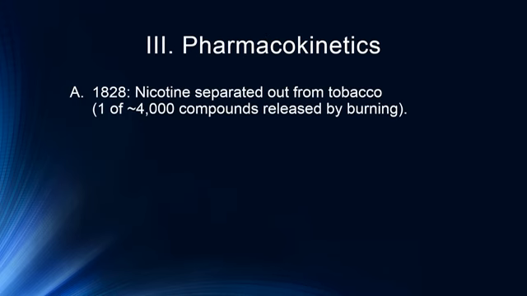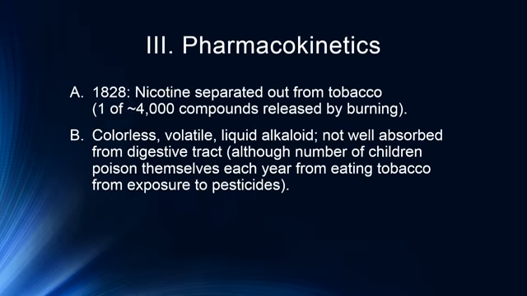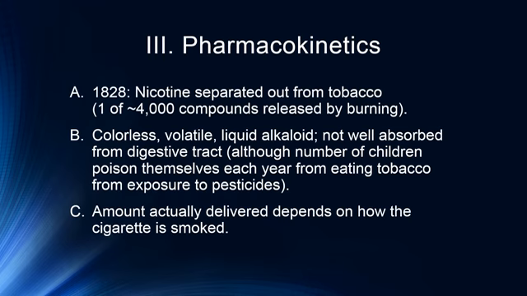So how does nicotine work? Well, nicotine was again separated out from tobacco, about 1 out of 4,000 compounds released by the burning of tobacco. It's a colorless volatile liquid. It's an alkaloid. It's not well absorbed from the digestive tract, although a number of children poison themselves each year from eating tobacco or from exposure to pesticides. So one of the biggest problems associated with tobacco is its pesticide applications.